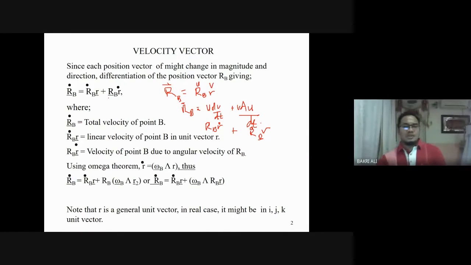So what is the meaning of this? RB dot here is the absolute velocity of point B, in terms of magnitude and direction.